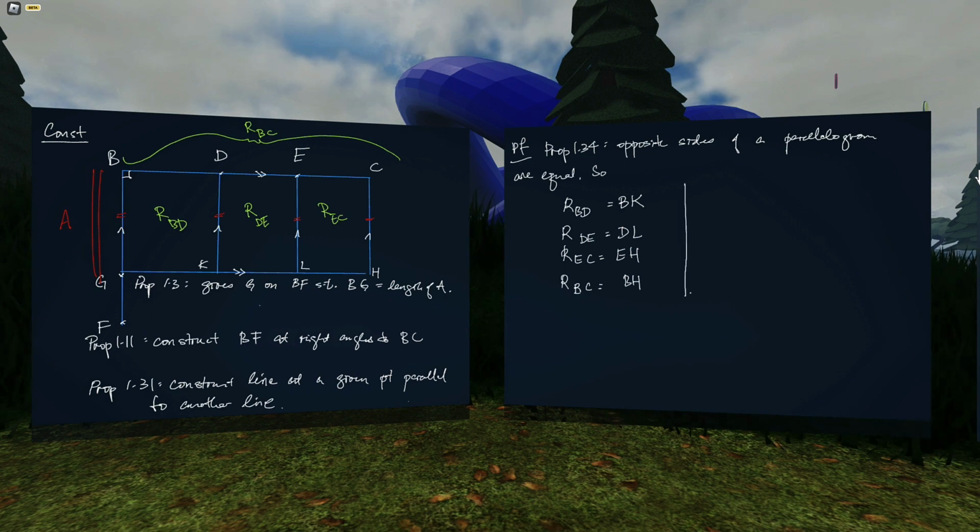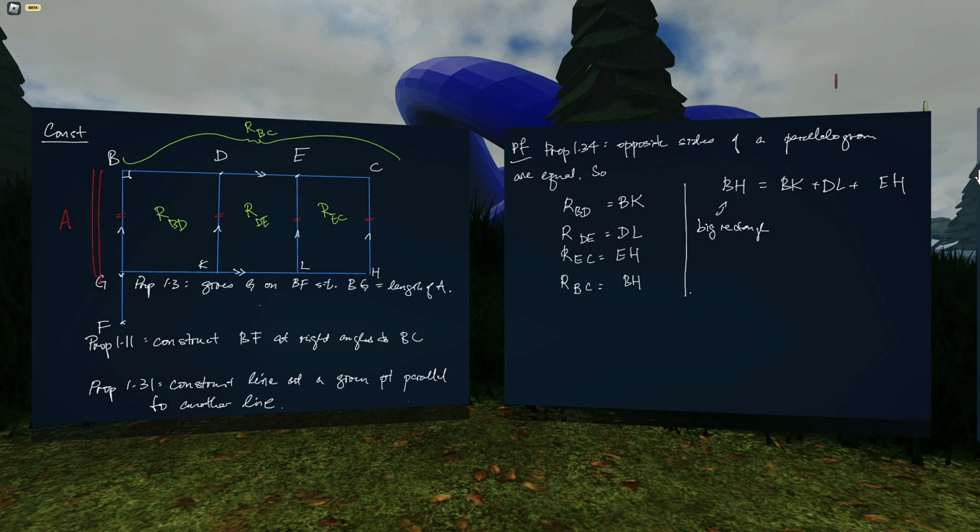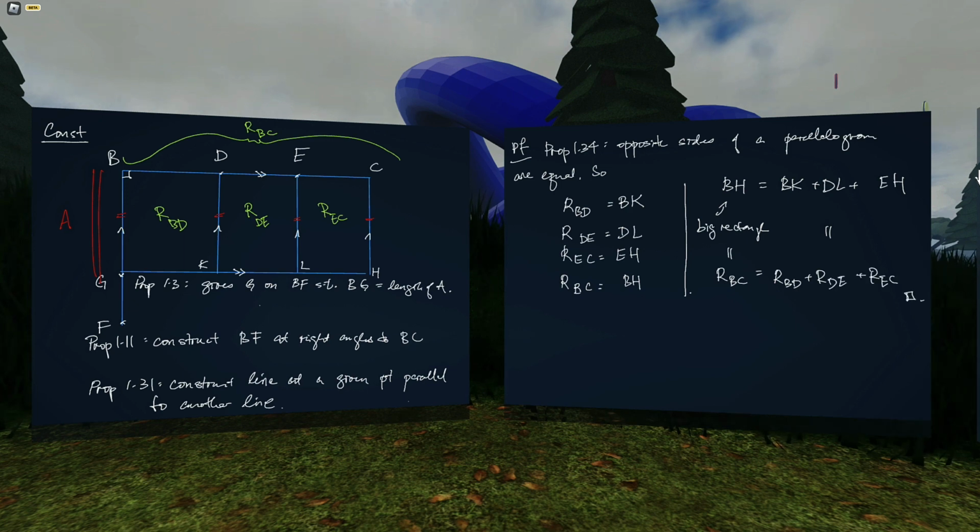So we see that just from construction, right? BH is the big rectangle, right? So this is the big rectangle. This BH is really equal to the sum of BK plus DL plus EH. And so if we just substitute everything else in there, we've got what we're looking for, right? So BH here is RBC. So I'm just kind of rewriting things again. And this whole thing is going to be RBD plus RDE plus REC, which is what we wanted to do.